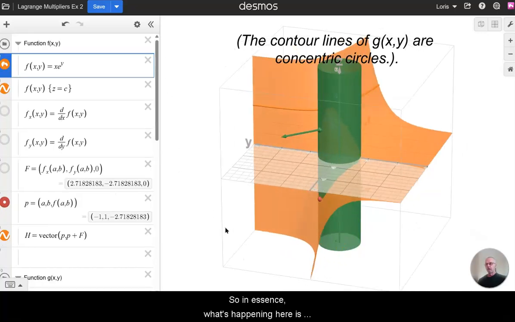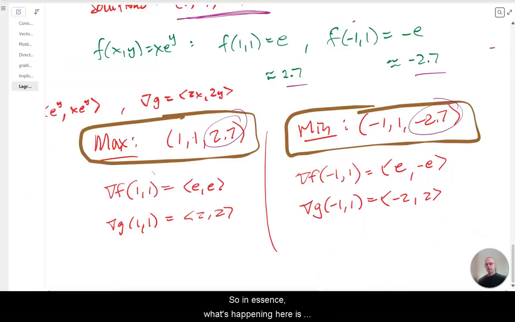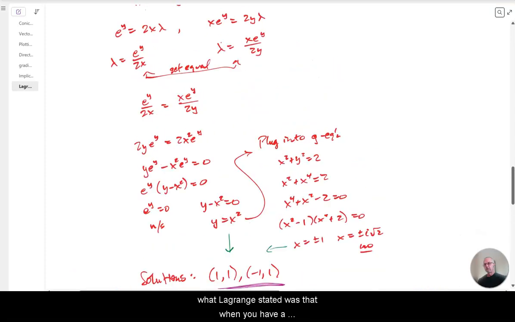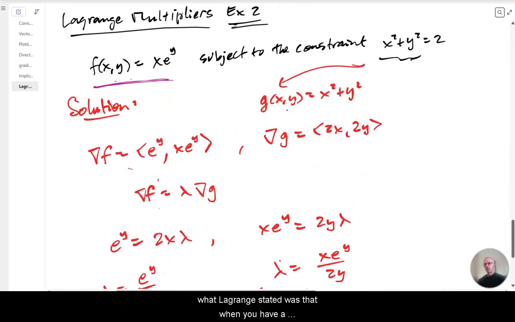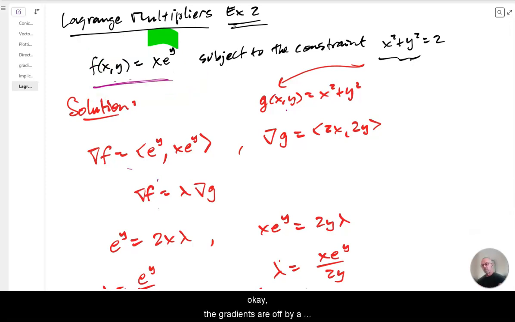So in essence, what's happening here is what Lagrange stated: that when you have a function that is subject to a constraint, okay, the gradients are off by a constant at the max or the min. And we just proved that. So I hope that clarifies it some.